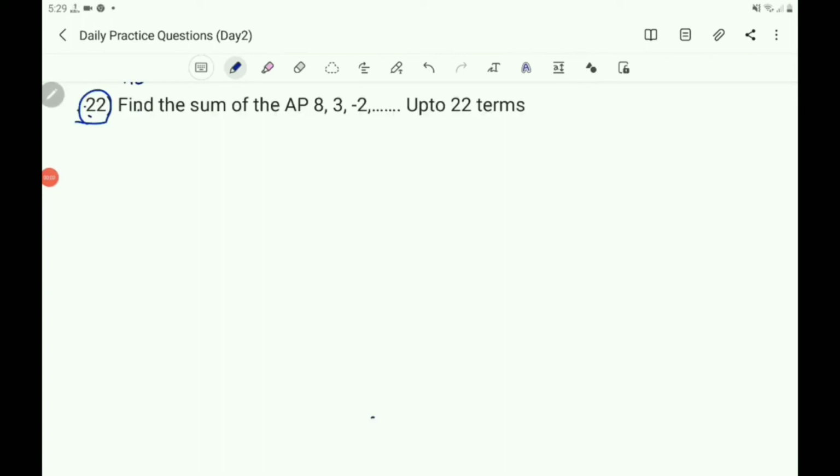Now the question number 22. Find the sum of the AP 8, 3, minus 2 up to 22 terms. Here take the AP 8, 3, minus 2 and so on. And now you take the first term, that is 8. a is equal to 8. Then d equals 3 minus 8, that equals minus 5. And here we have to find the sum up to 22 terms. So you take n equals 22 and s equals question mark.